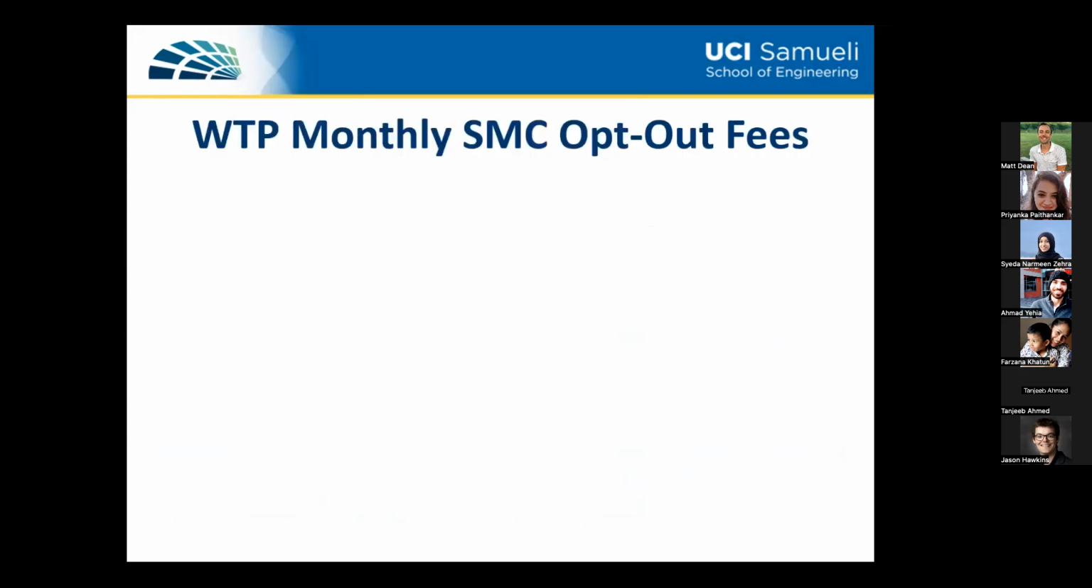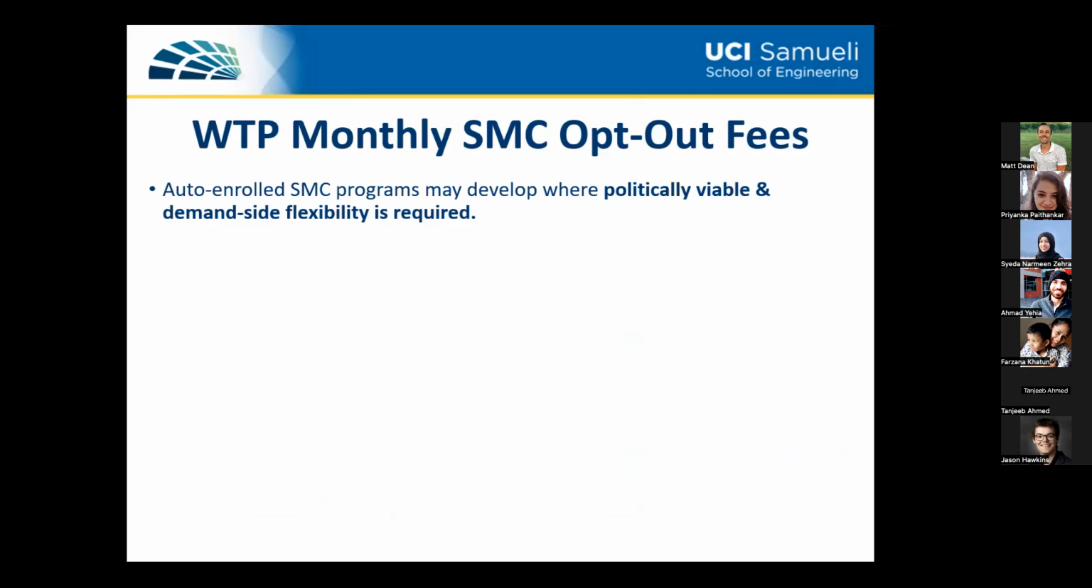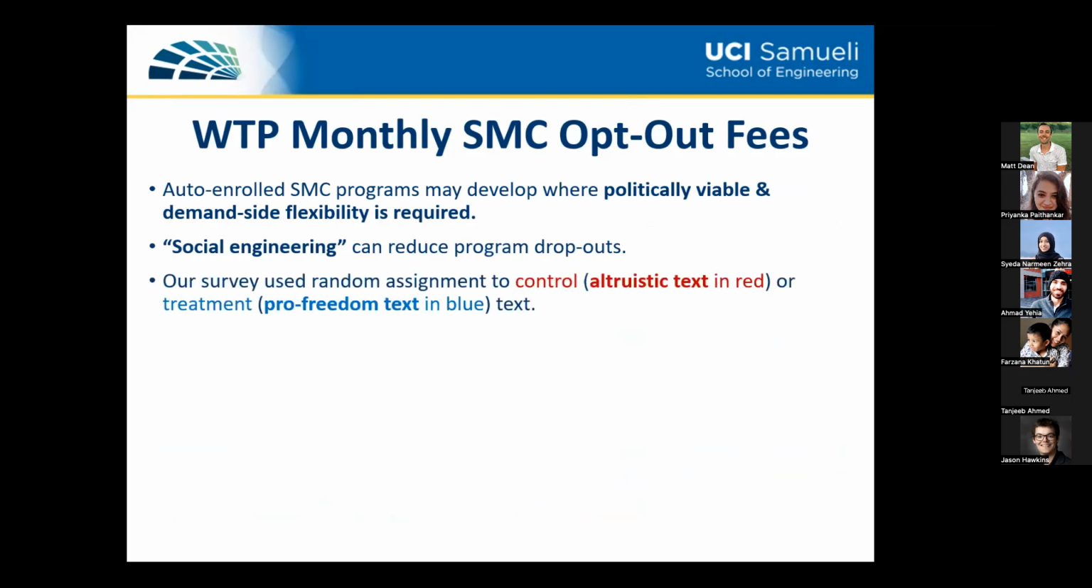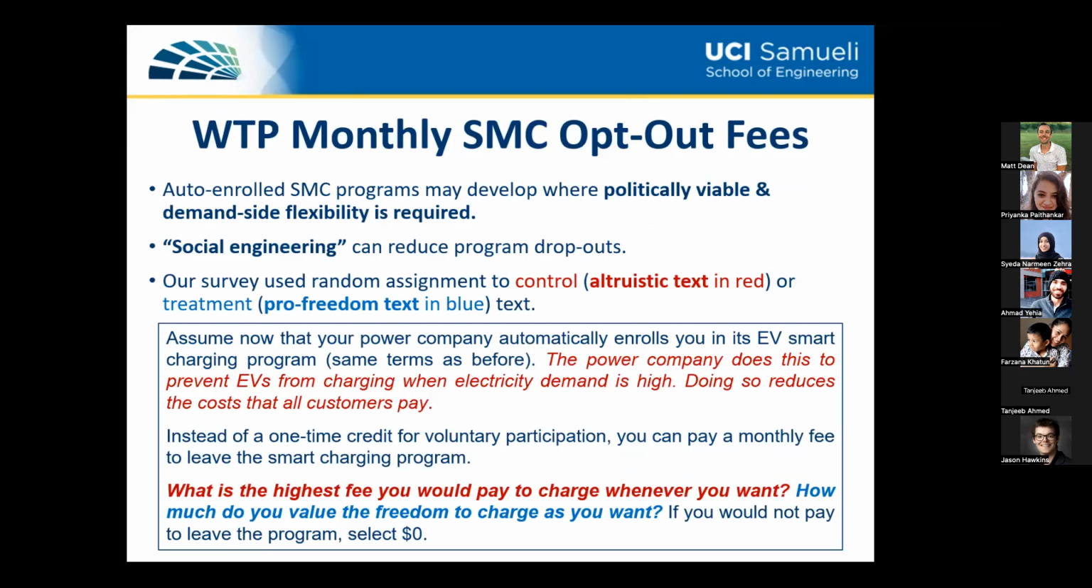Our last study looked at if we auto-enrolled people into supplier-managed charging, what would they be willing to pay to leave that? We asked them the following text, where we had this control group that was given the red text, which is more altruistic. It says the power company does this program to prevent EVs from charging when demand is high. It reduces the cost that all customers pay. What's the highest fee you'd pay to charge whenever you want? The pro-freedom group did not receive that red text. They were only asked, how much do you value the freedom to charge as you want?